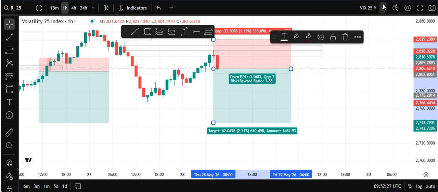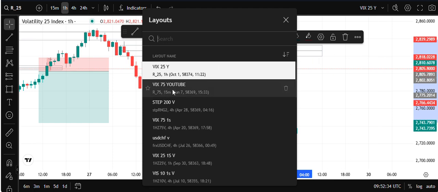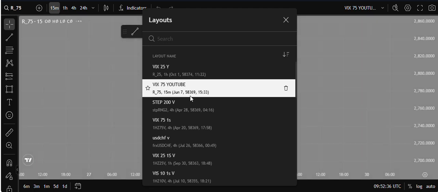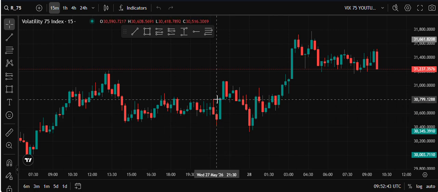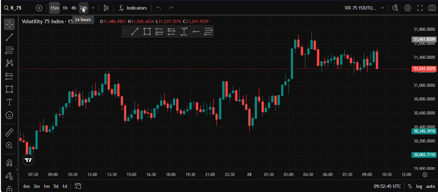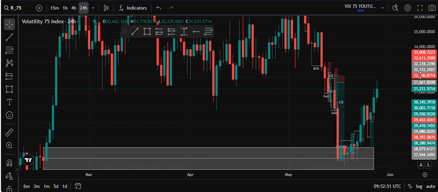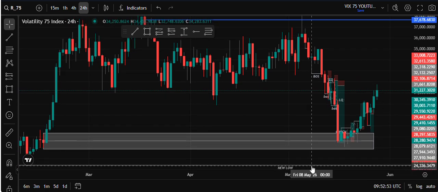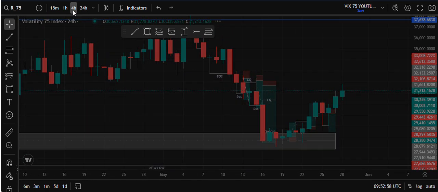Now we go to the US 75 index. That one was also a loss, because I think I did some kind of adjustment on my own, which gave me a loss. Let's go to the files.